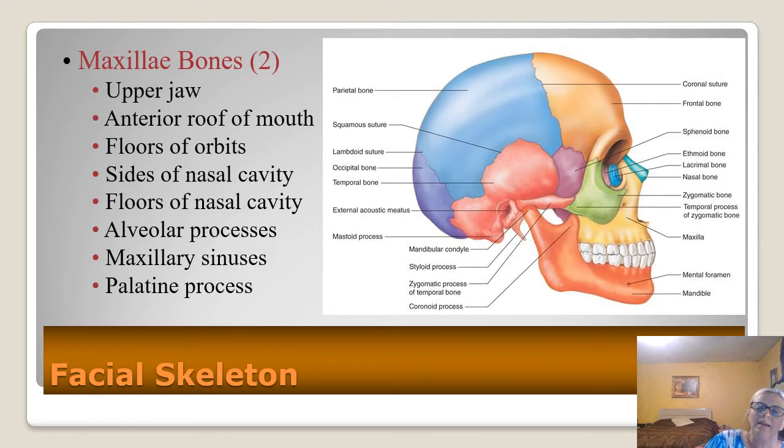So maxillae is the plural form of maxilla. This is the upper jaw bone, so this is the maxilla here. This forms the anterior portion of the roof of the mouth, the floor, basically the bottom part of the orbit, sides of the nasal cavity, and floor of the nasal cavity. This contains what we call the alveolar process, houses the maxillary sinuses, and then what we call the palatine process.